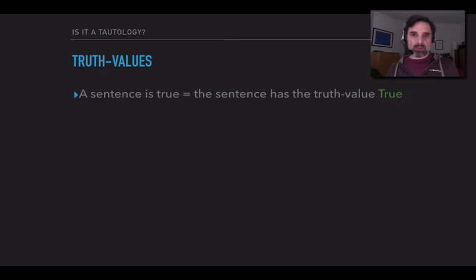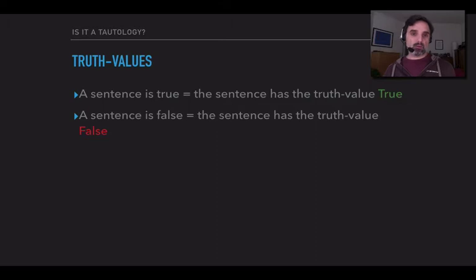So to talk more about how we're going to do that, I need some terminology. We'll say that a sentence is true. That's the same thing as saying that the sentence has the truth value true. And a sentence is false. Another way we can say that is the sentence has the truth value false. It's going to be convenient to talk about truth values, which is why we're introducing this terminology. And we're going to assume that there are 2 truth values, true or false.